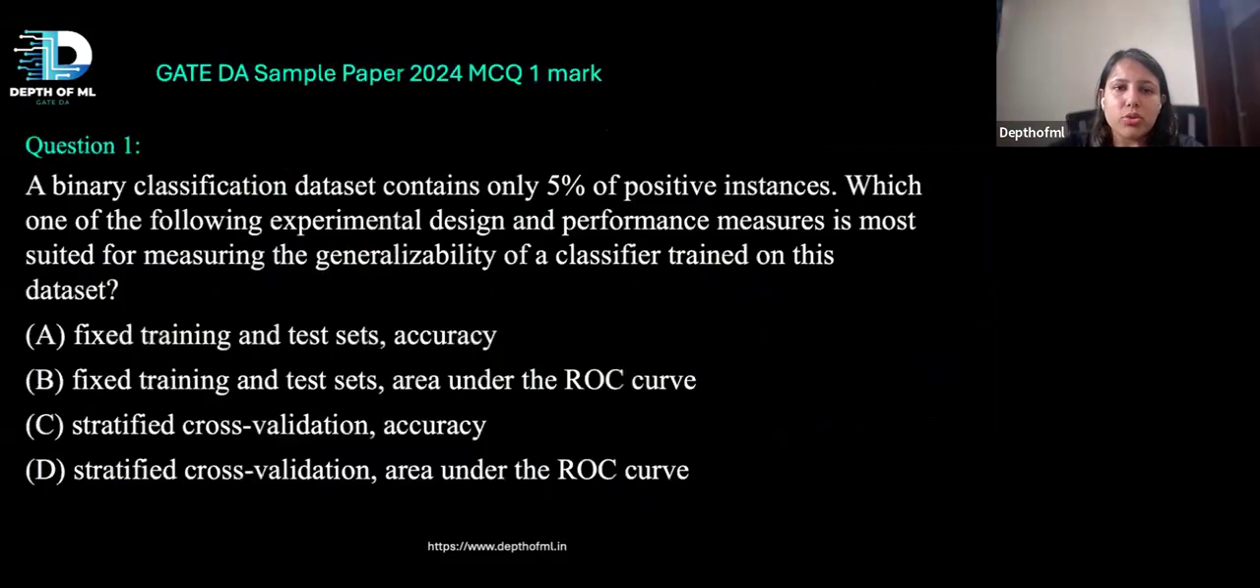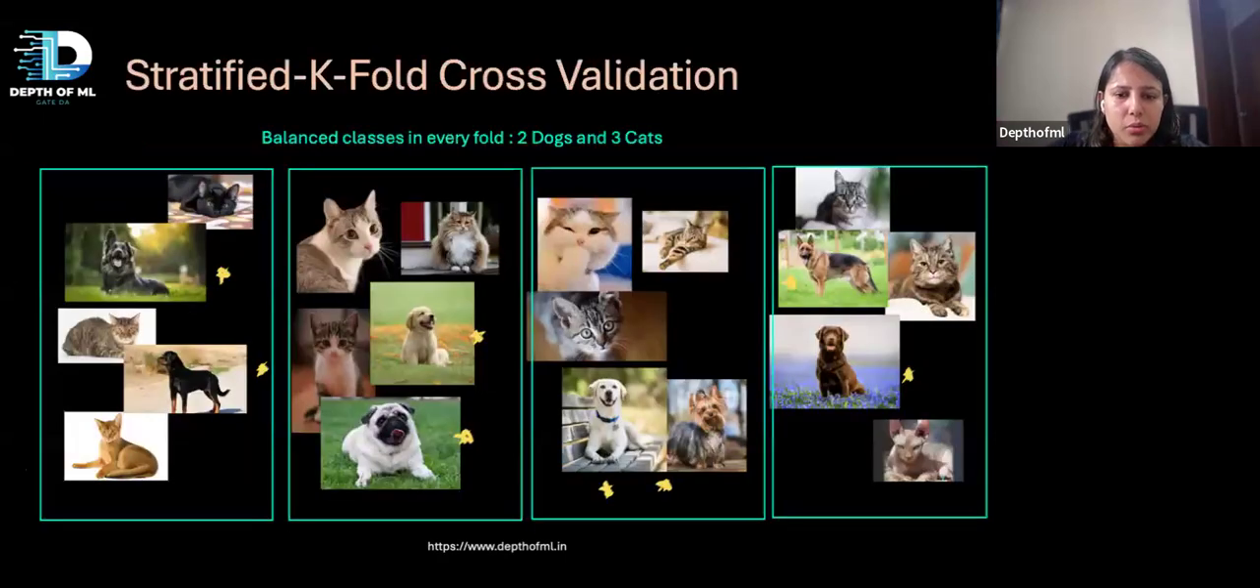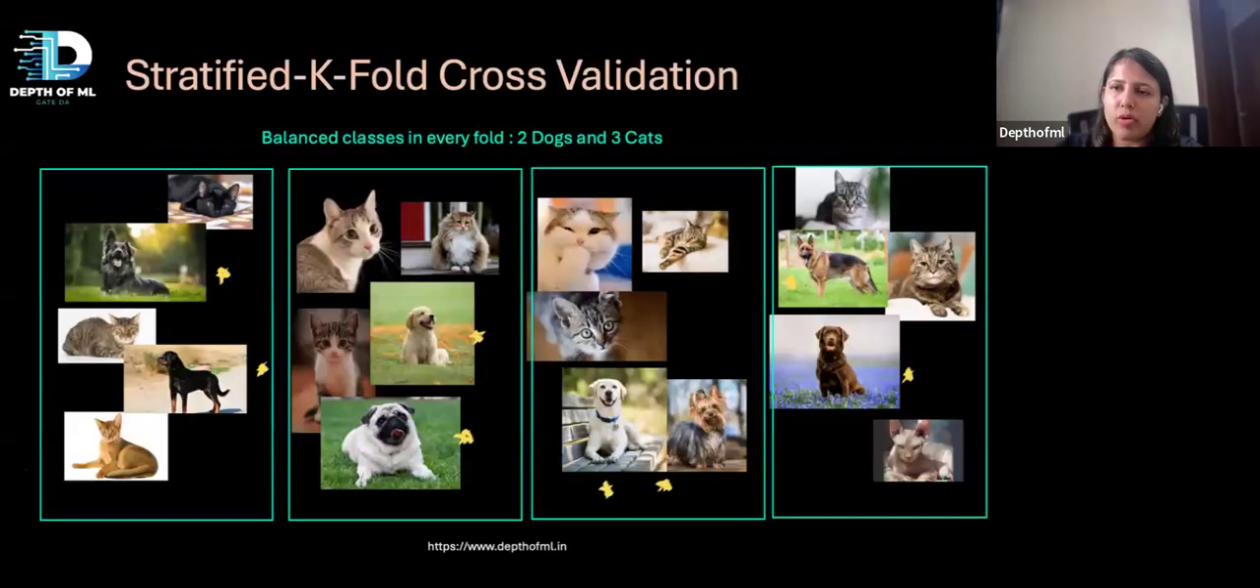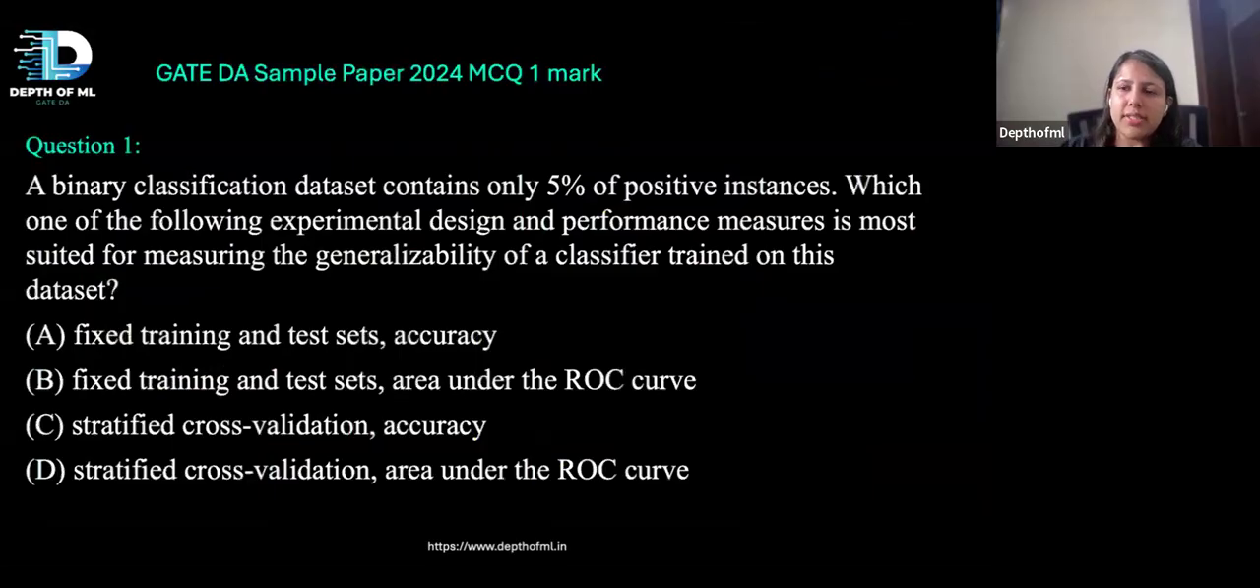Okay, now let's do some questions. There are similar disadvantages and advantages of K-fold cross validation and stratified K-fold cross validation. Stratified is just an improvement over your K-fold cross validation for imbalanced data sets. Fine. So this is specifically for imbalanced data sets. Okay, so let's see this question.